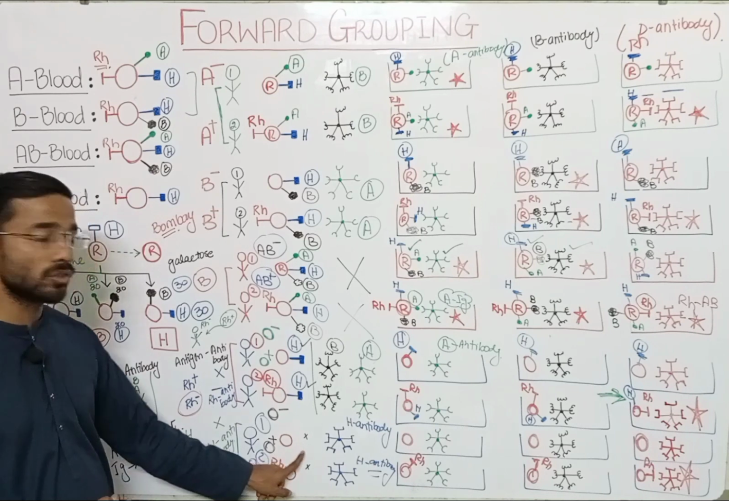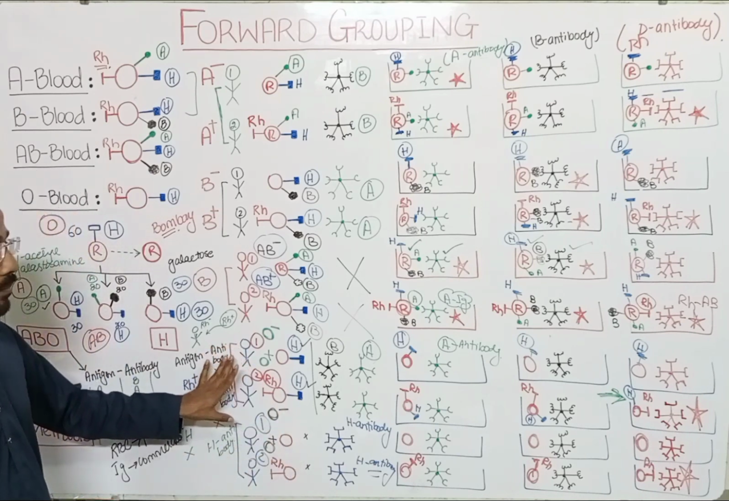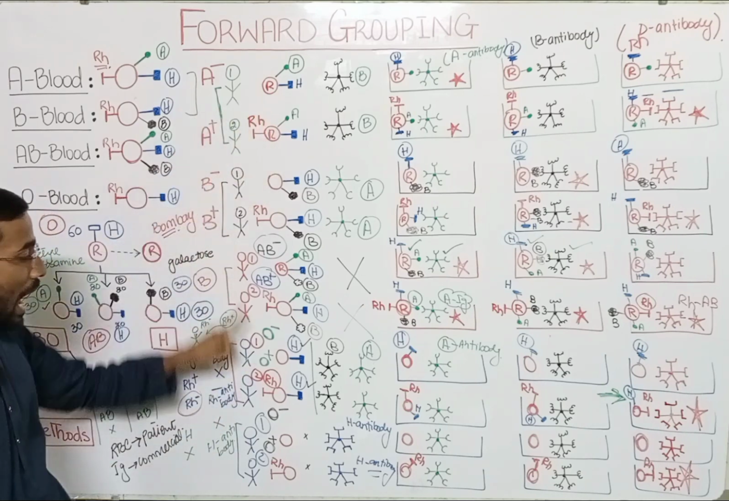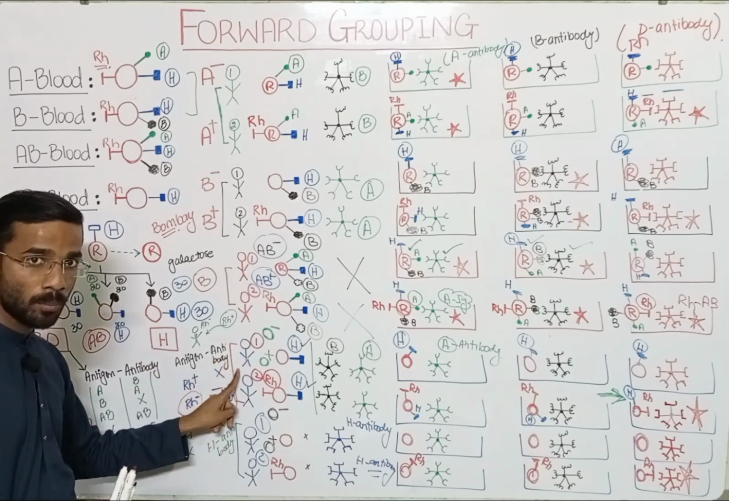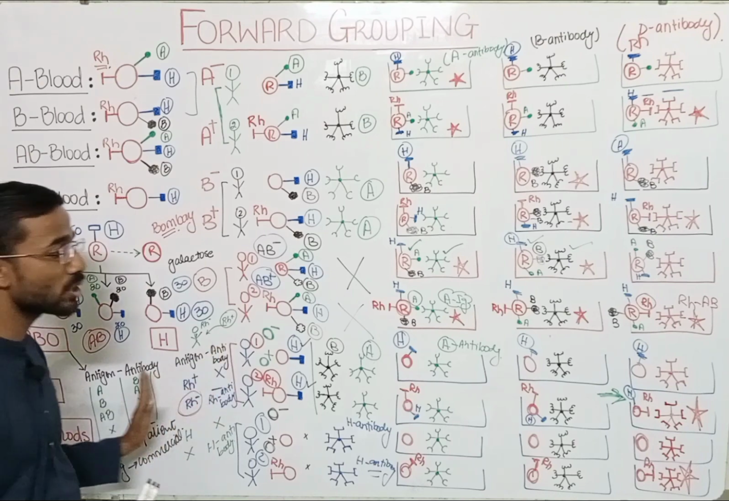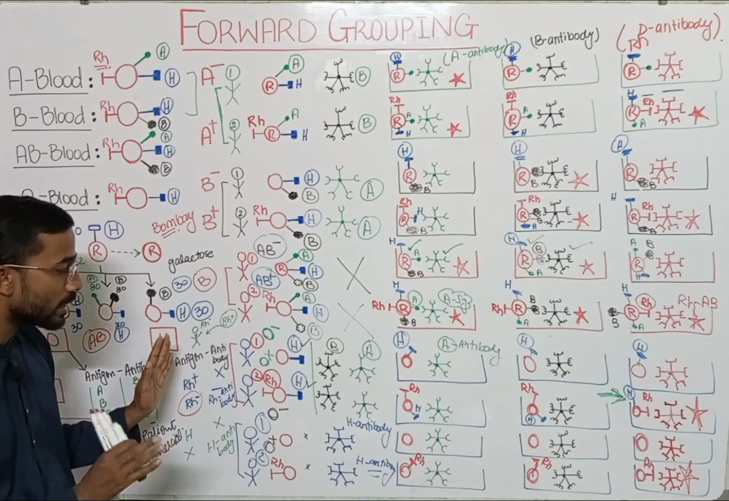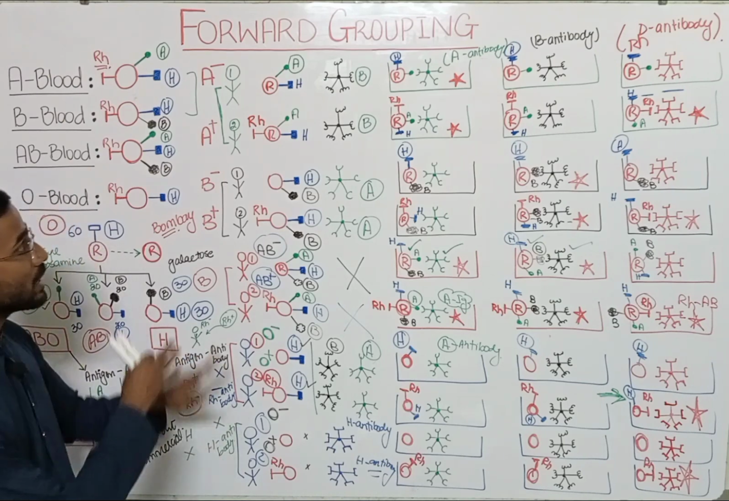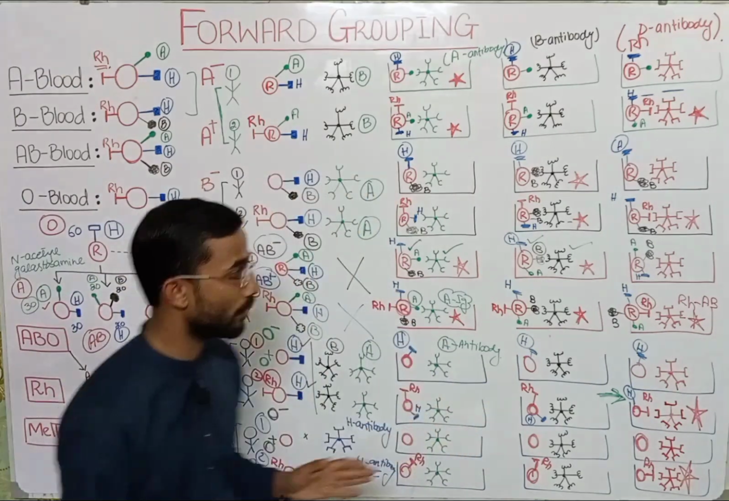So this is the case. Bombay phenotype has no H antigen and they actually look like the O blood group. In the forward grouping we cannot distinguish between the O blood group and the Bombay blood group. In this case you will see the result will be the same. So I cannot distinguish between the O blood group and the Bombay blood group. So this is actually the deep concept of the forward grouping.